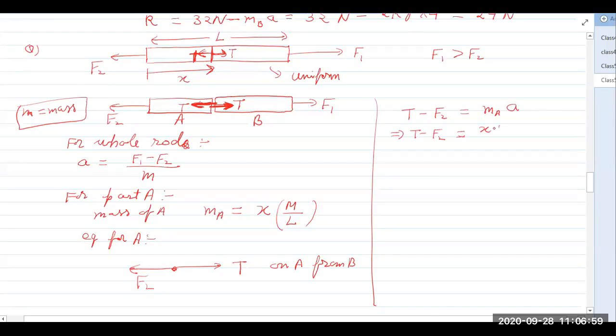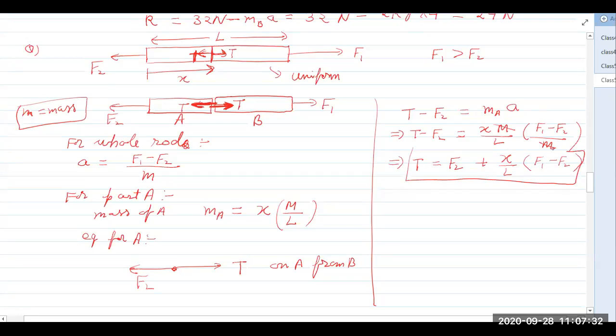So T minus F2, and how much is the mass of A? The mass of A is x m by L, and the acceleration is how much? F1 minus F2 by M. We can do it like this. So M is cancelled. So we have T equal to F2, and then we have plus x by L into F1 minus F2. So this is the tension force as a function of x. It means at a distance x, this is the tension force.